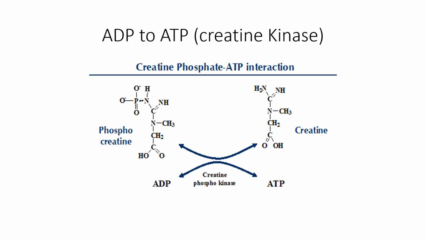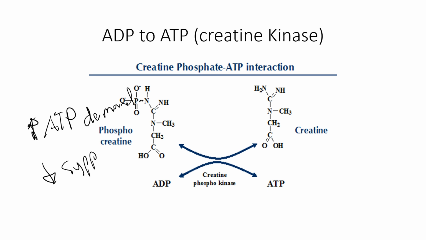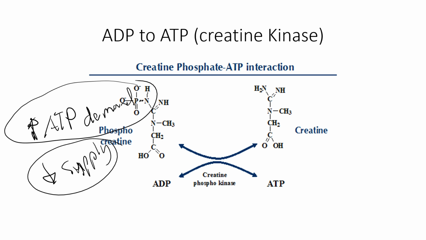The initial answer is quite simple. If the ATP demand is higher than the supply, what's going to accumulate? If more ATP is being consumed within the cell than is being made, what will accumulate? And the answer is ADP and inorganic phosphate and hydrogen ions.